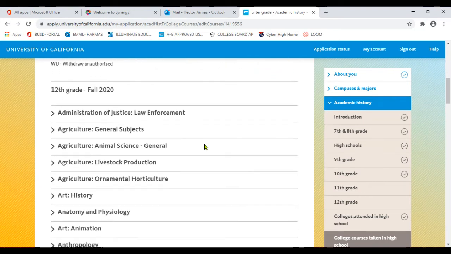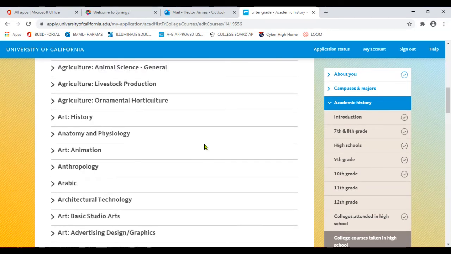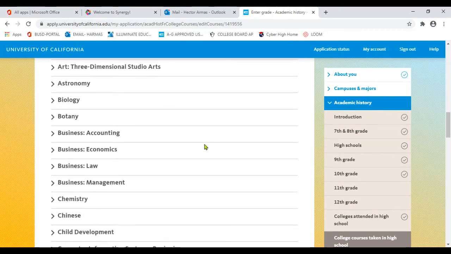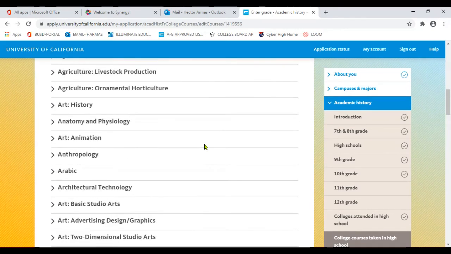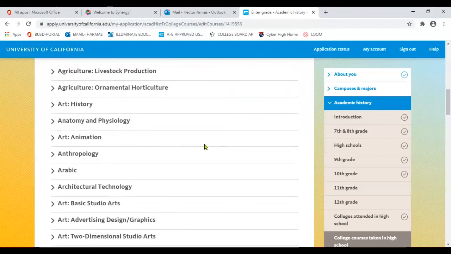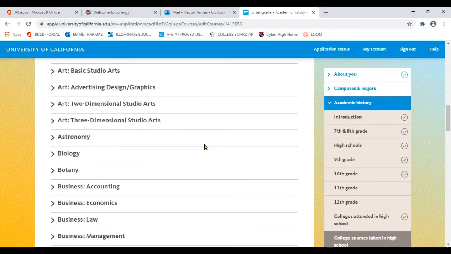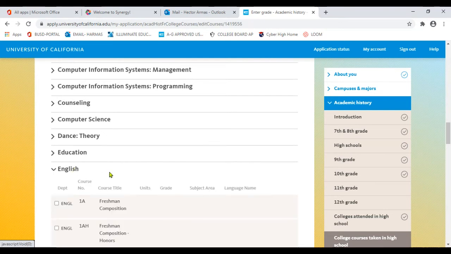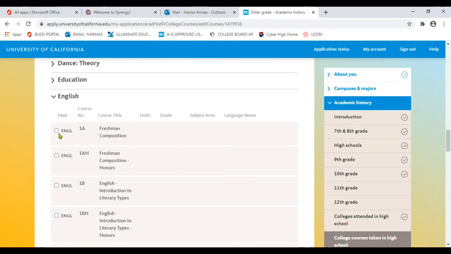So let's go over here, and the class that I took, let me make up a class. Let me say that I took, if you don't mind, Mr. Ramos, can you use just the same one, the English freshman composition? Okay, sure. So let me go to English. So I'm going to go here, English. It's English 1A.